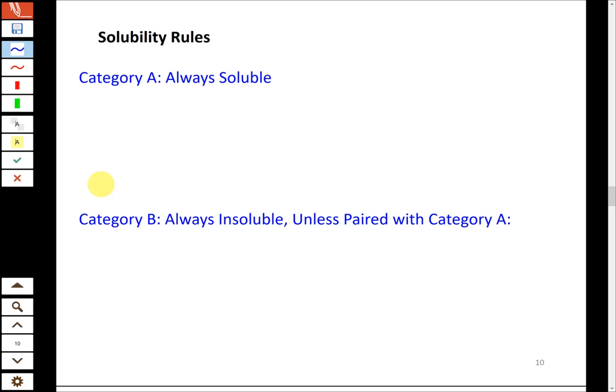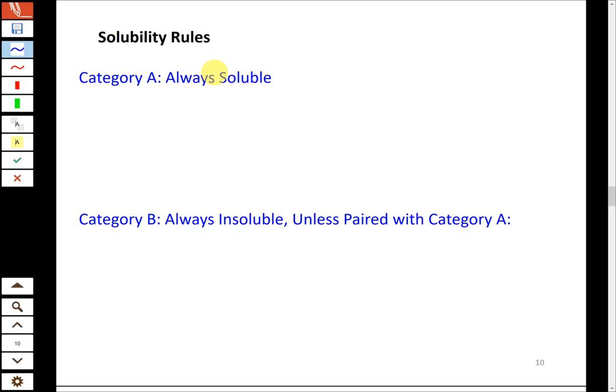So the first one, which I'll call category A, this is just my categorization. This doesn't really mean anything. It's just the way that I break it up: cations and anions that are always soluble. So if you find one of these cations or anions in an ionic compound, that compound will be soluble. It doesn't matter what the other cation or anion is that it's paired with.